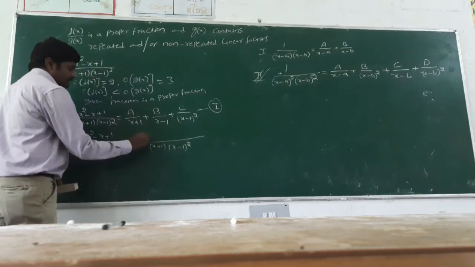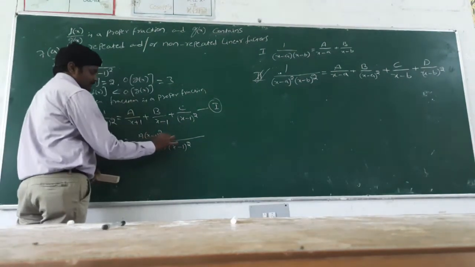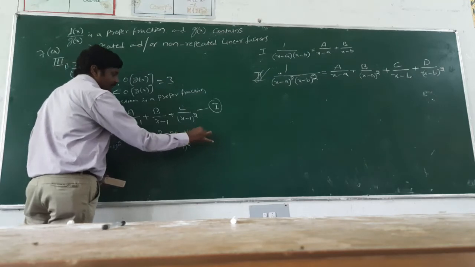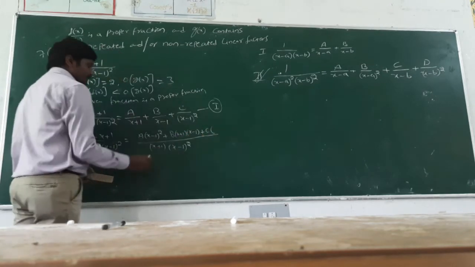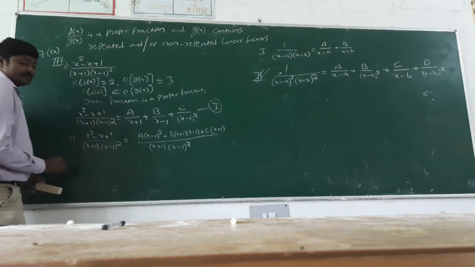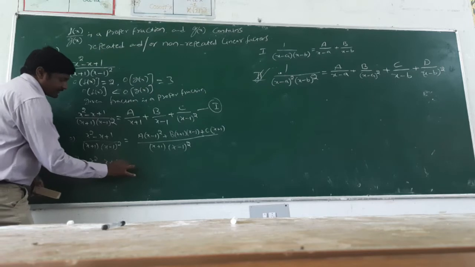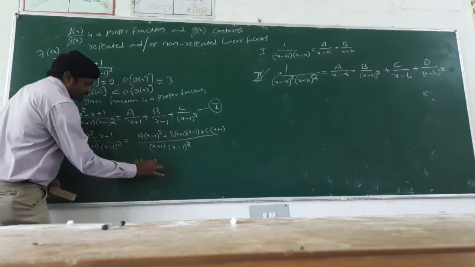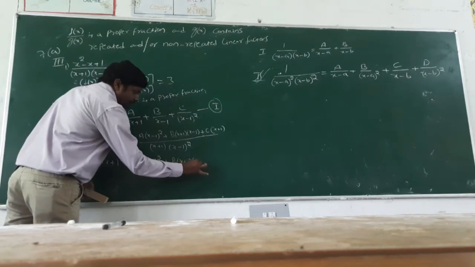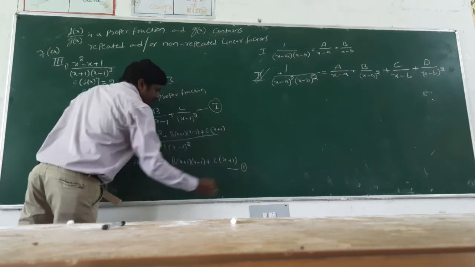The numerator is a of (x minus 1) whole square plus b of (x plus 1) into (x minus 1) plus c of (x plus 1) only. Okay, the LCM on both sides always gets cancelled. That implies x square minus x plus 1 is equal to a of (x minus 1) whole square plus b of (x plus 1) into (x minus 1) plus c of (x plus 1). Okay, this is equation number 1.